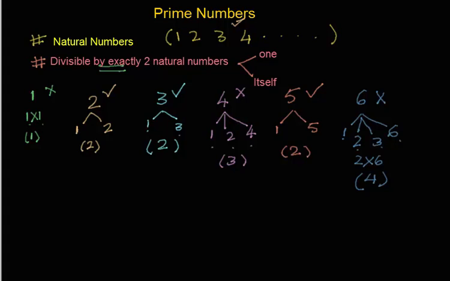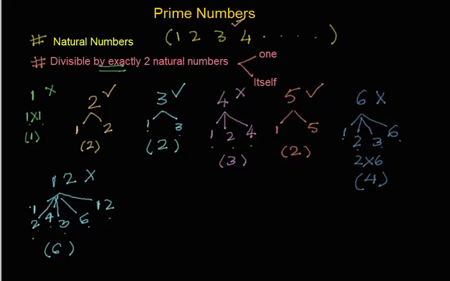Let's take another, a bigger number. Let's say we'll take up 12. So we know 12 is divisible by 1, it's divisible by 12 itself, and then there are many numbers in between which divide 12 completely. So we have 2, 4, 3 and also 6. So there are more factors for 12. So clearly 12 is not a prime number. It has totally 6 factors.